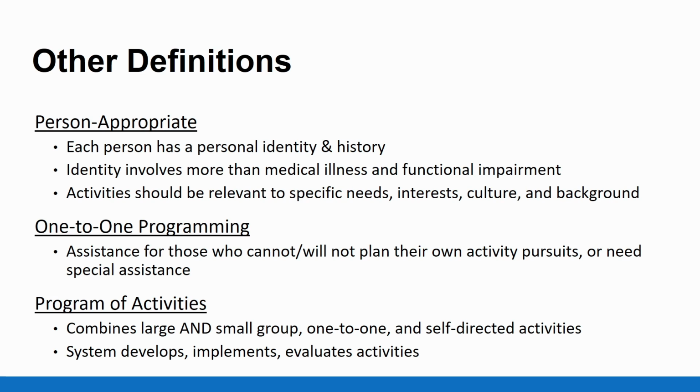In short, it is your job to figure out what the person with dementia enjoys and can do successfully, and to help cue the person to be involved. Finally, the program of activities can include large and small group, one-to-one, and self-directed activities. As before, the program is ongoing, person-appropriate, and based on a comprehensive assessment of abilities, needs, and personal interests and preferences. Developing, implementing, and evaluating the effectiveness of person-appropriate activities for persons with dementia is your job.